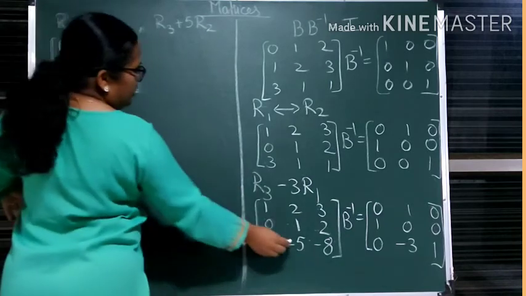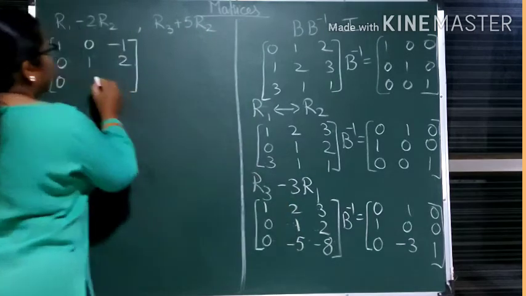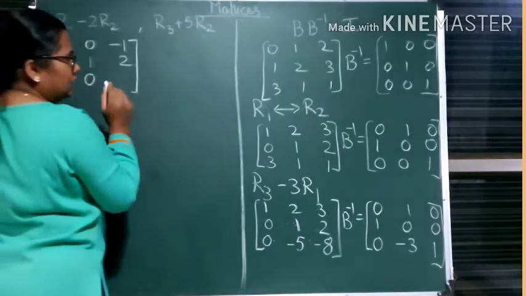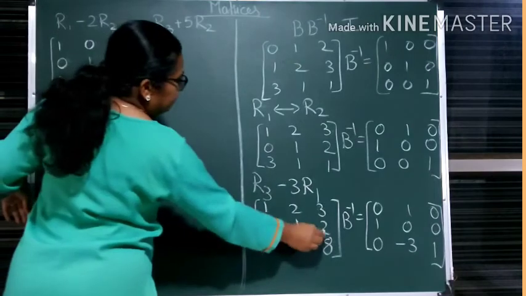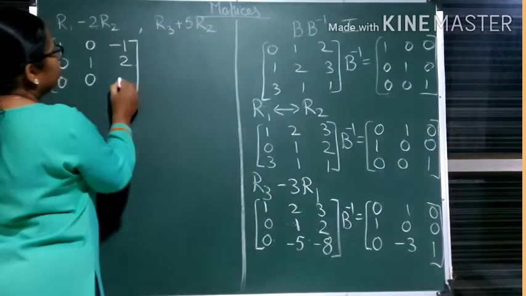Then minus 5 plus 5 into 1 is plus 5. Minus 5 plus 5 is 0. Then minus 8, 5 2s are 10. Minus 8 plus 10 is equal to 2.